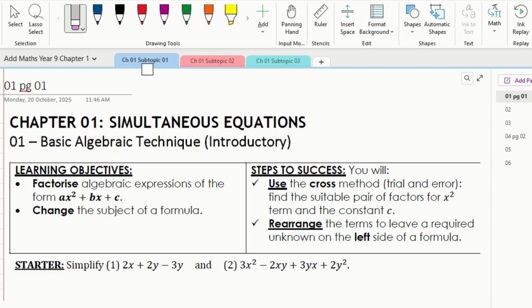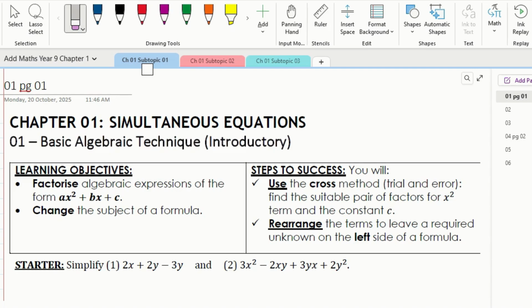So this is the first chapter and students will learn about how to solve simultaneous equations, but for the first subtopics the students will be introduced to some of the basic algebraic techniques that you require to know before you can begin to move on to solving simultaneous equations.